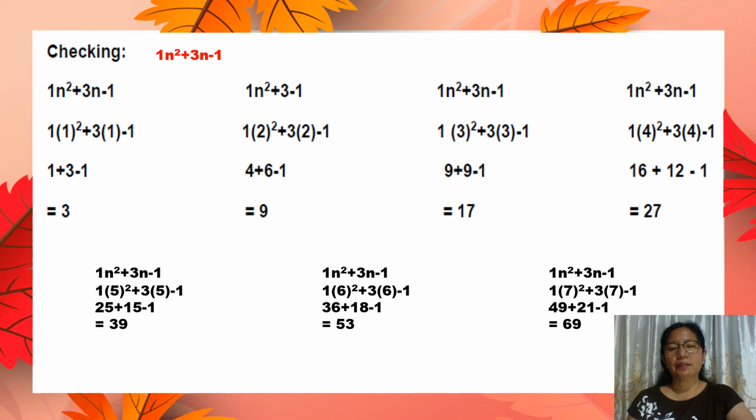And if n is equal to 7, so 7 squared is 49. 3 times 7 is 21. 49 plus 21 is equal to 70. And 70 minus 1 is 69. So, from the sequence 3, 9, 17, and 27, the next three terms are 39, 53, and 69.